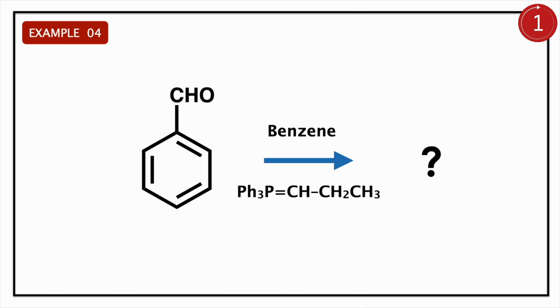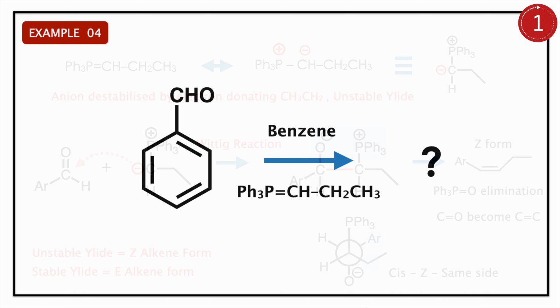Then we are seeing the next example, benzaldehyde. Benzene is the solvent you are using, and a phosphorus ylide is there. You should find what will be the final product.